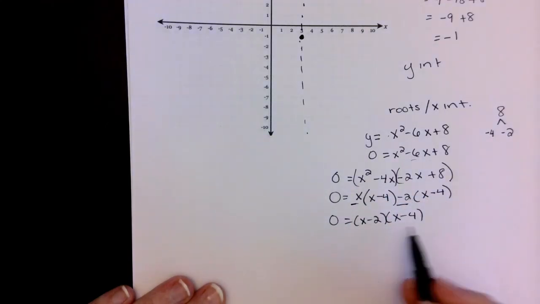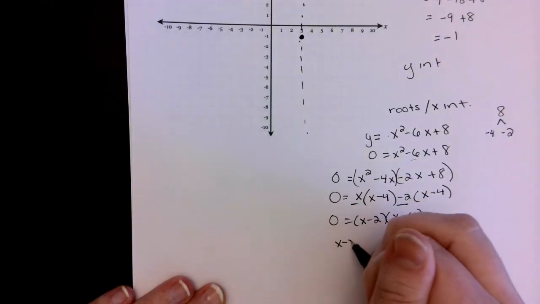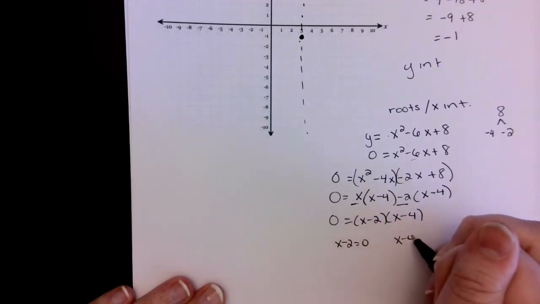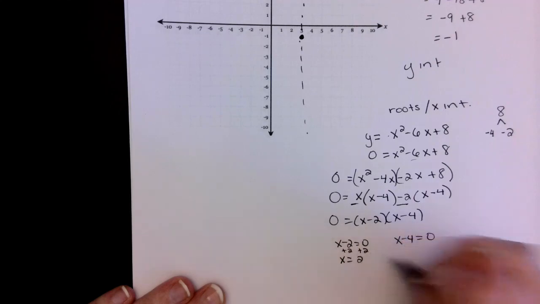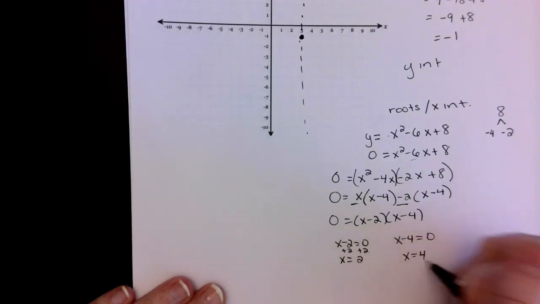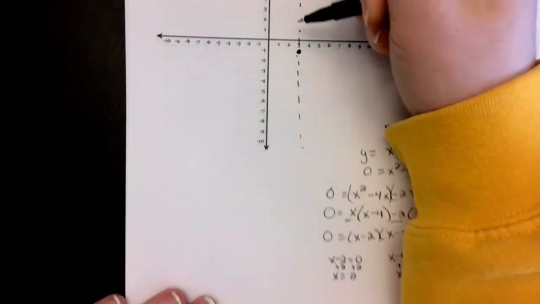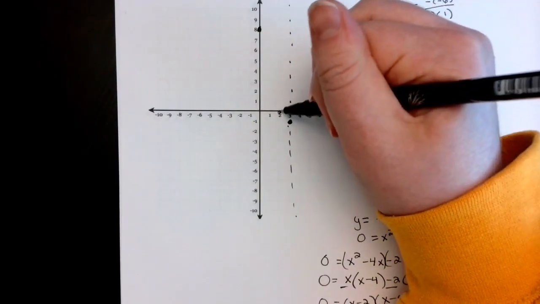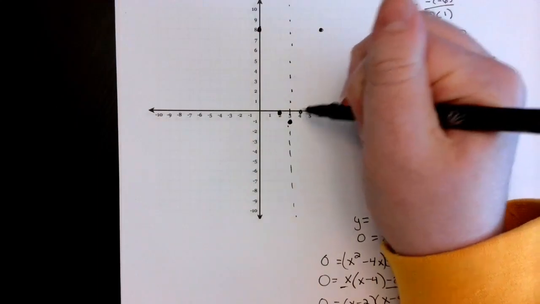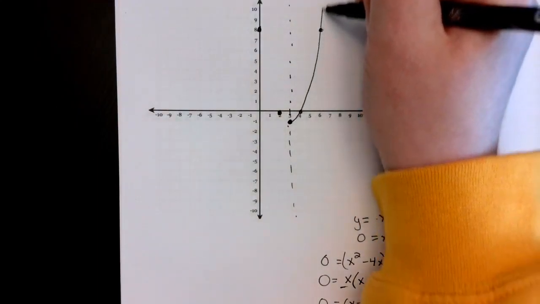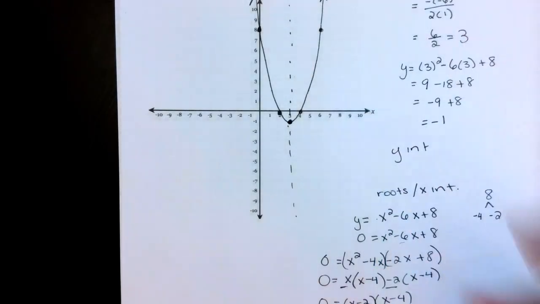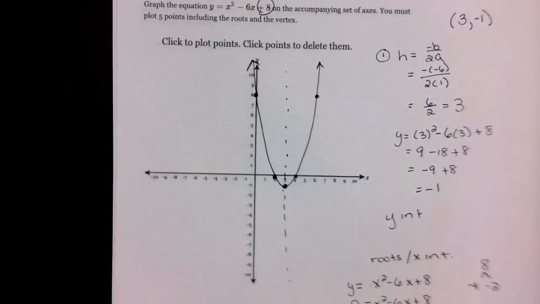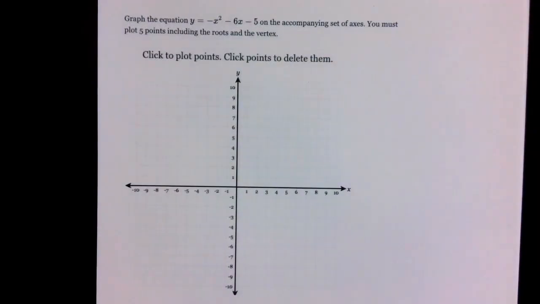Set both of those factors equal to 0. X is going to equal 2 here because I add 2 to both sides, and x will equal 4 here because I add 4 to both sides. So my x-intercept, the first one is 2, and the other one is 4. And then I just graph. And let's try one more together.